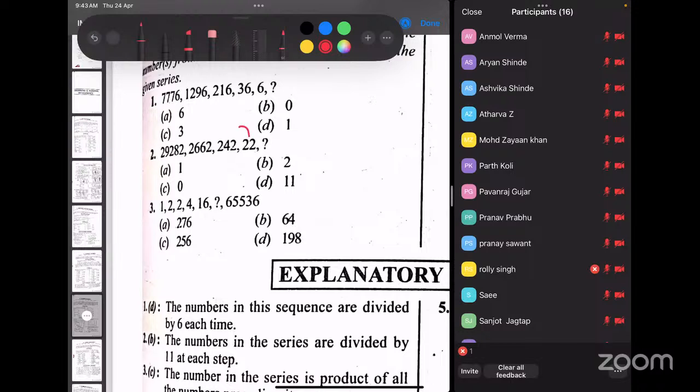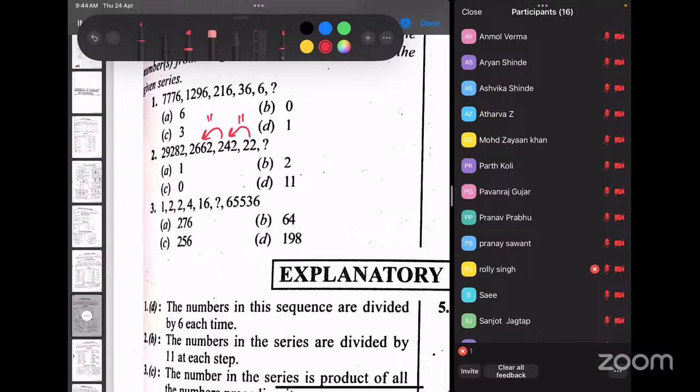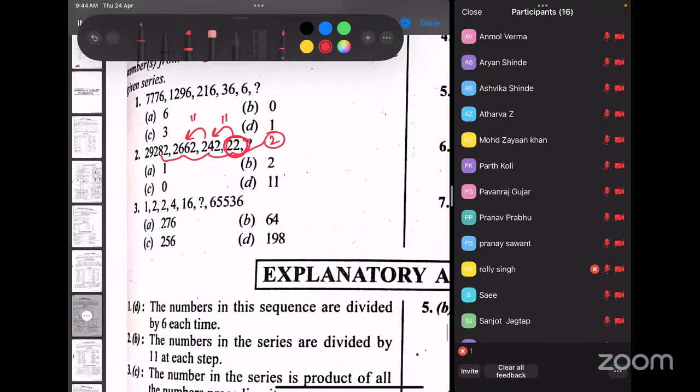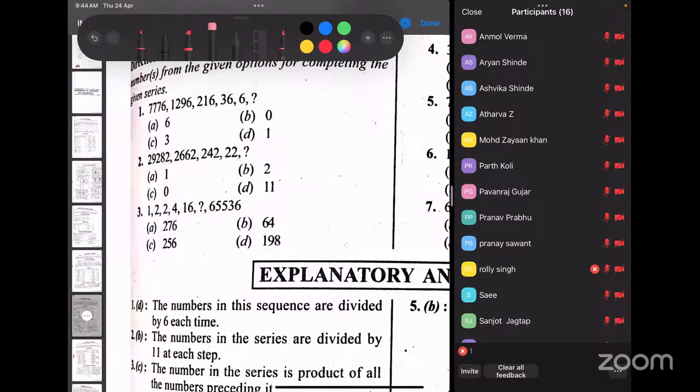If you look here, this is divisible by 11 times. 22 will divide 242 by 11 times. Yes or no? This will also divide it by 11. 242 divided by 11, yes, which means they are obtained by dividing by 11, 11, 11, and 11. So if you divide here by 11, you will get 2. Answer will be B option.